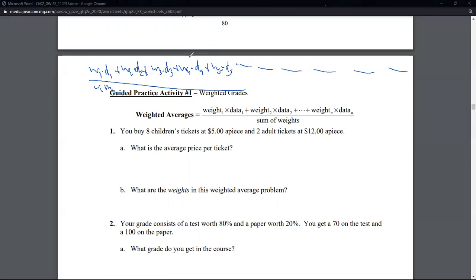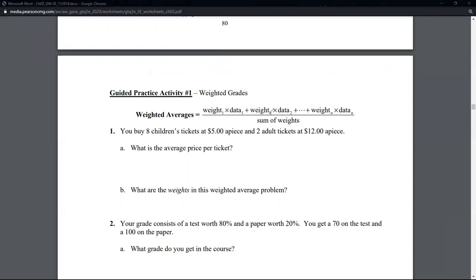It's a lot better to memorize this as a concept. Conceptually, it means some product at the top, weight times data plus weight times data plus weight times data until you exhaust them. That's what these little ends mean, until it's done. Then the bottom is just the sum of the weights, but you got to make sure you're adding the correct values.